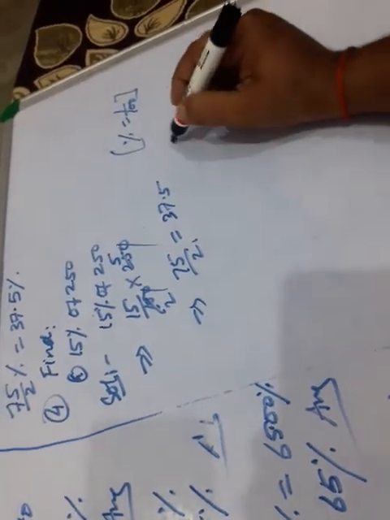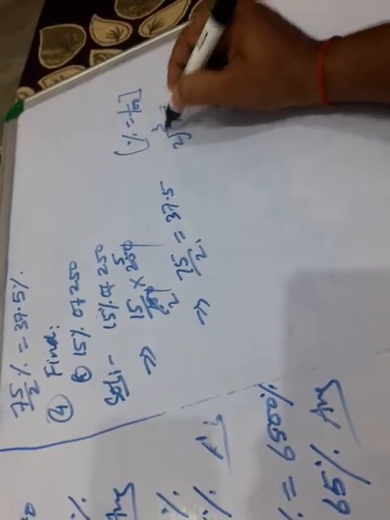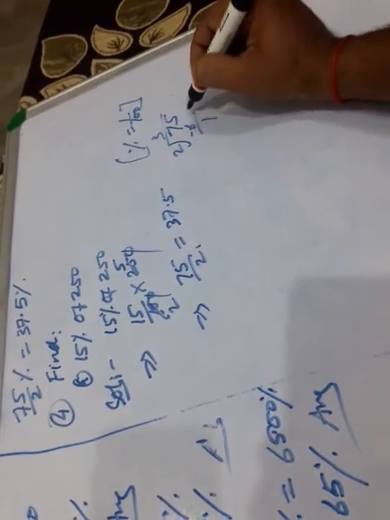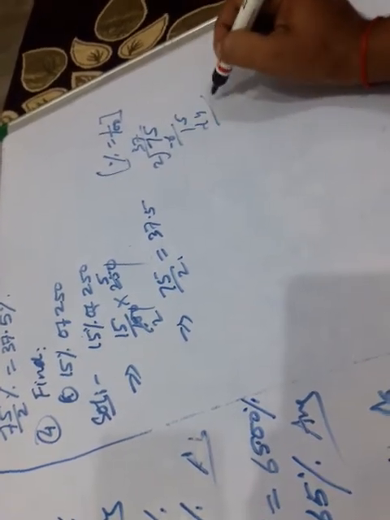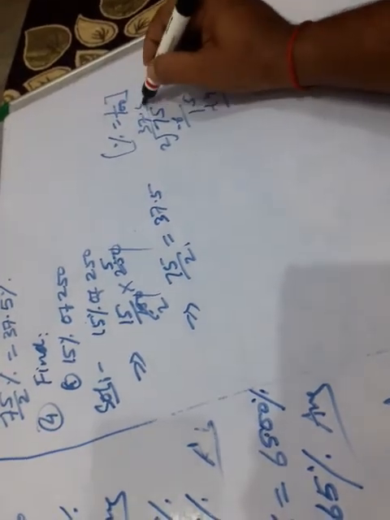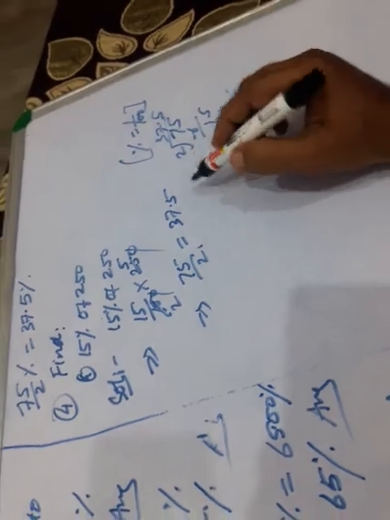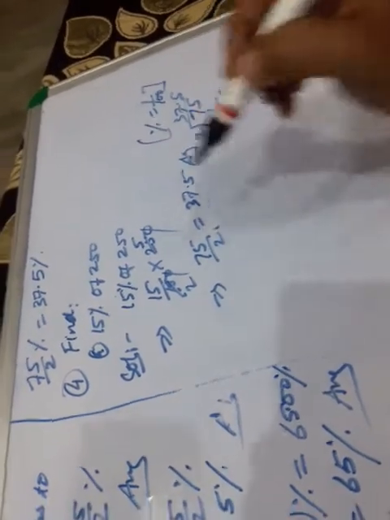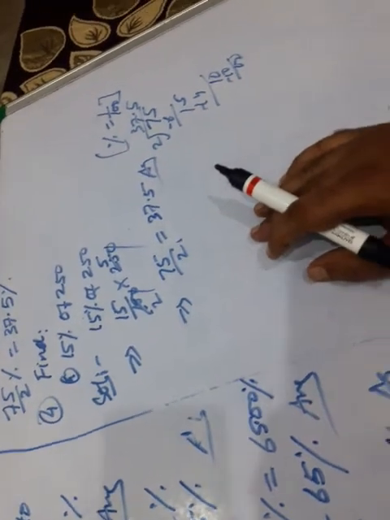How 37.5? We divided 75 by 2 like this. 2 threes are 6. Clear? 7 minus 6 equal to 1. 5 is carried down. 2 sevens are 14. Clear? And 15 minus 14 equal to 1. Decimal point is there. Clear? And 2 fives are 10. Okay children? So this is 37.5. What does it mean? It means that 15% of 250 is equal to 37.5.